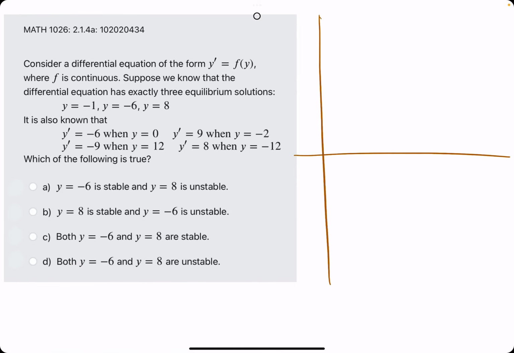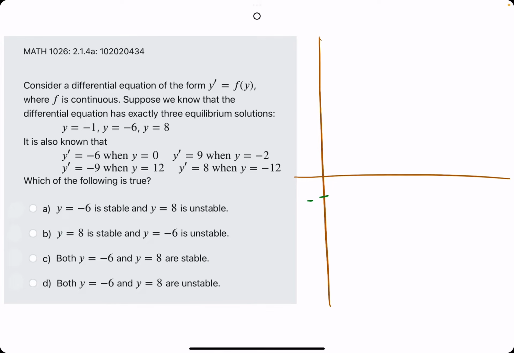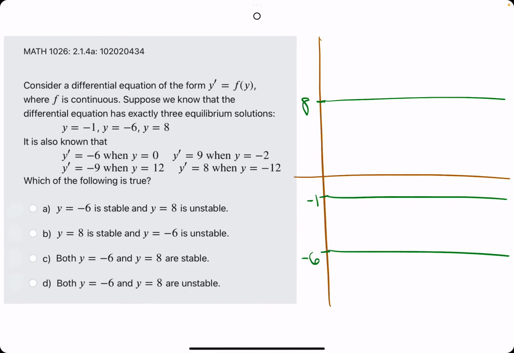All right, one more real quick. Let's do -1, -6, 8. Do our straight lines to represent our equilibrium solutions where y prime equals 0. And then we find at y equals 0, we have negative slopes. Let's see if we can just do one big arrow. And then y equals -2, we will have a positive slope. At y equals 12, we have a negative slope. And -12, we have a positive slope.